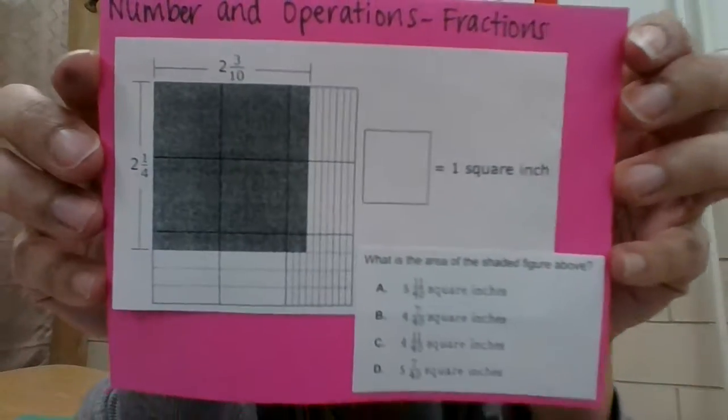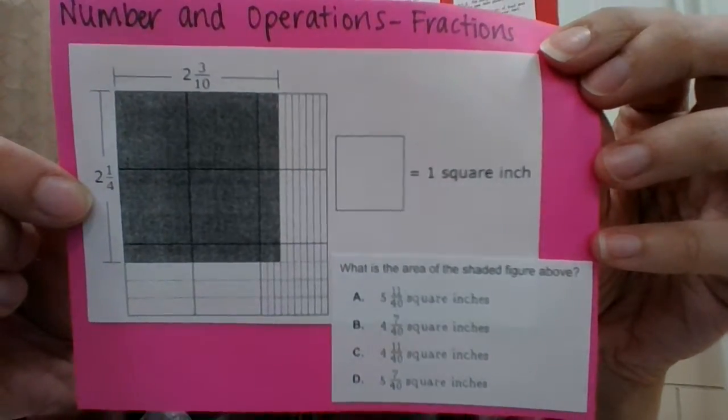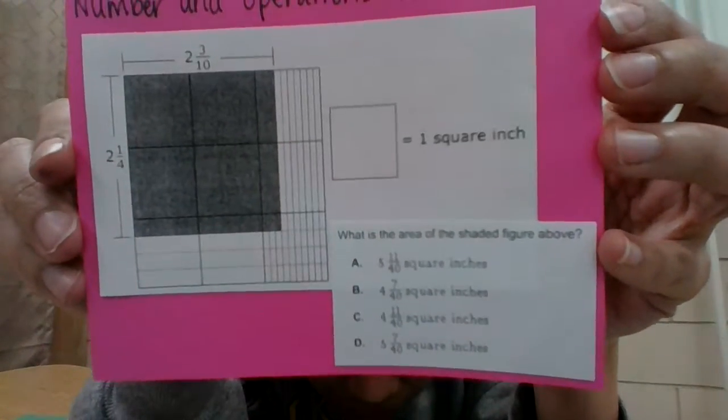Number 46, number and operations fractions. Right here, 2 3/10, and then this says 2 1/4. Each square right here is 1 square inch. What is the area of the shaded figure above?